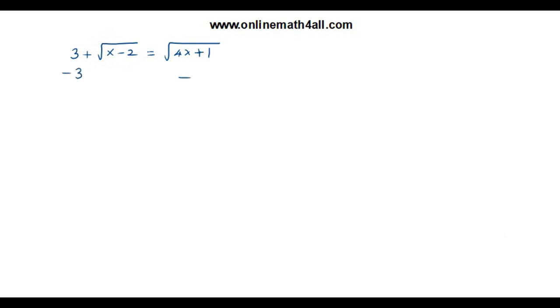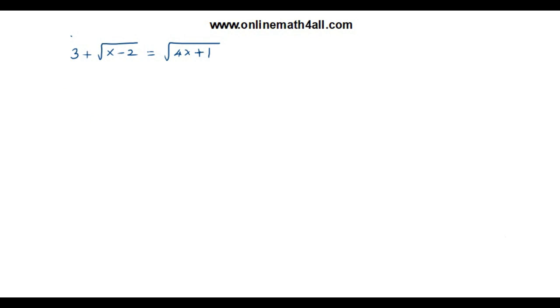Even if I subtract 3 from both sides, the 3 and negative 3 will cancel out. We get square root of x minus 2 on the left side. On the right side, square root of 4x plus 1 minus 3. So I have isolated the square root term on the left side, but now we have negative 3 along with the square root term on the right side. So there is no use of subtracting 3 from both sides in this equation, and we also cannot isolate the square root term on either side.